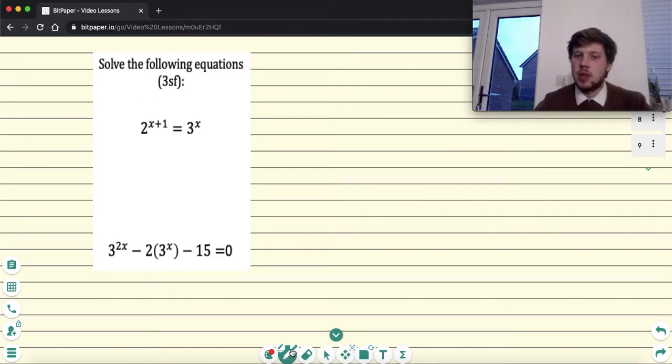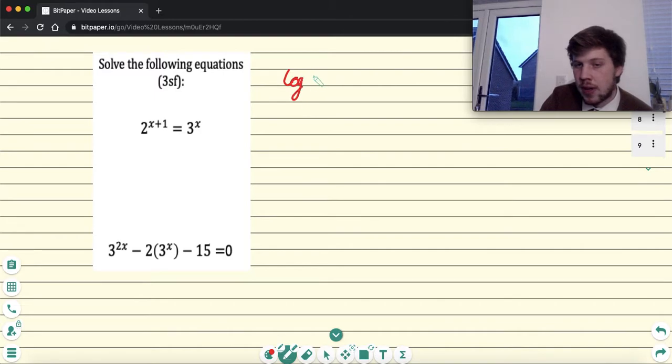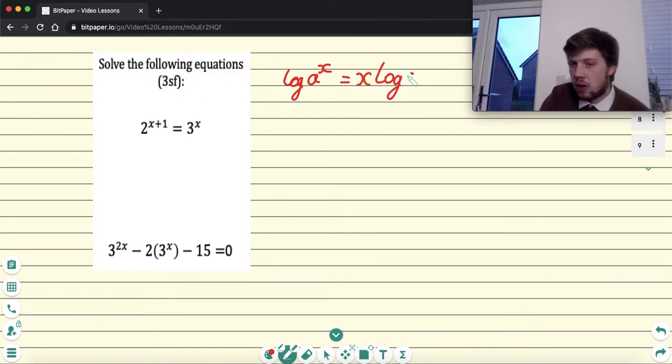Today I'm going to recap logarithms by looking at exponential equations and how we can solve them using our knowledge of logarithms. The main rule we're going to focus on today is the rule that we discovered in class: if we had the log of some function, a to the x, we could rewrite this as our power being the coefficient of log of a.